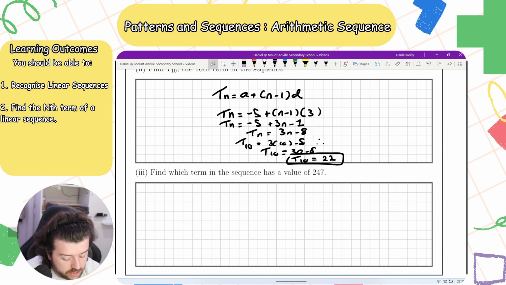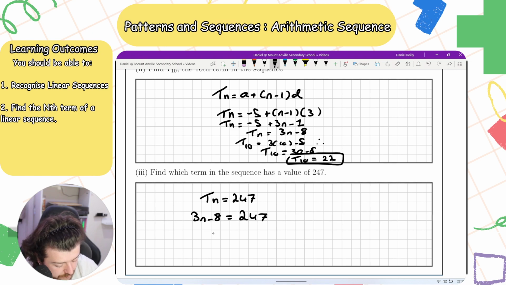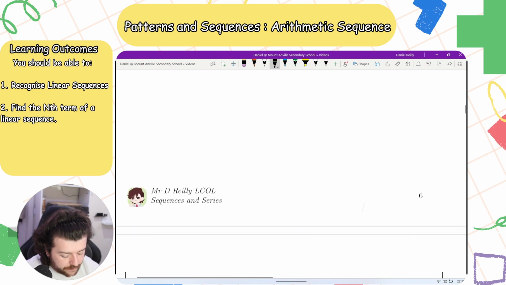Then finally, find which term in the sequence has a value of 247. So I want to find out when Tn equals 247. So my term value equals 247. I can't really solve this, so I need to put in my formula. So 3n minus 8 equals 247. 3n is going to be equal to 247. Bring over the minus 8, that becomes a plus 8. 247 plus 8 is 255. And n is going to be equal to 85. So the 85th term has a value of 247. Let's look at some more questions now.